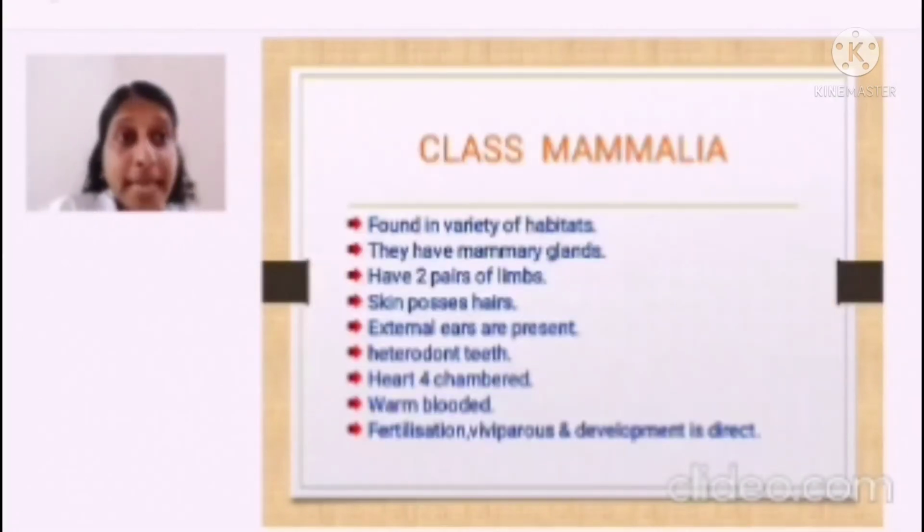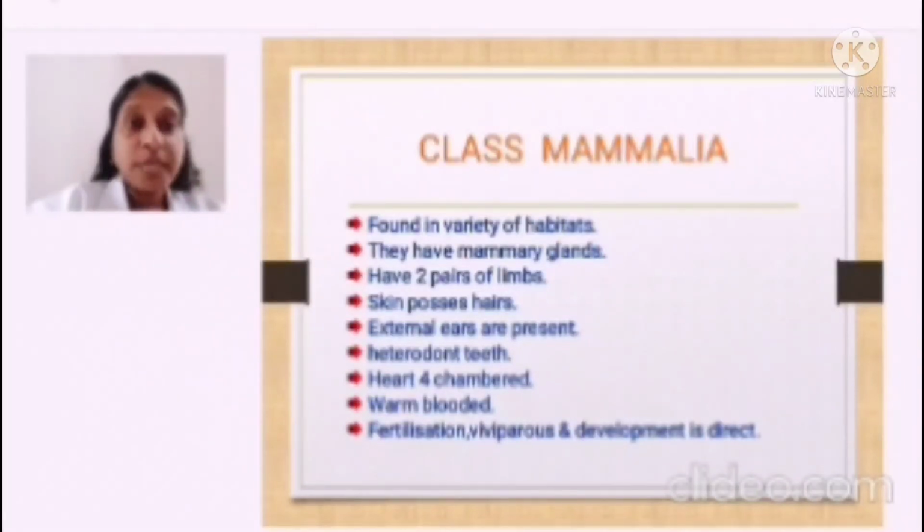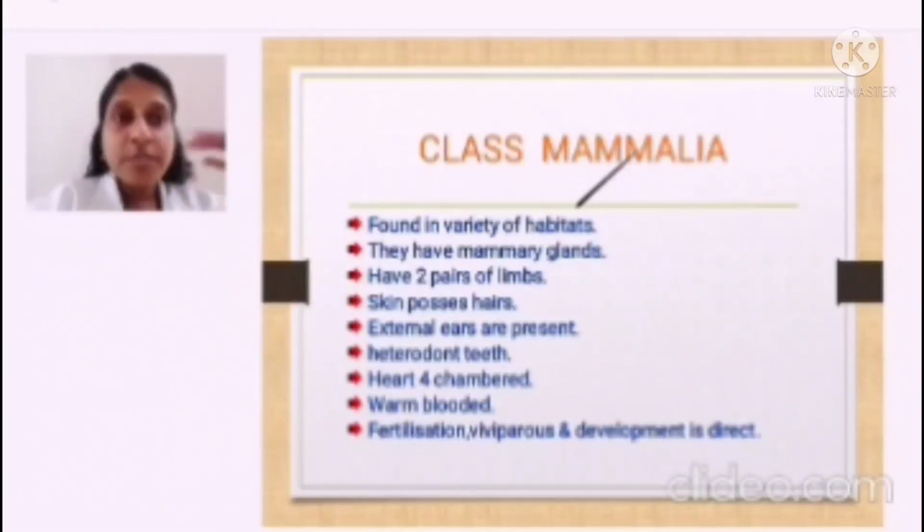Now moving on to Mammalia. Mammalia, we are mammals. Presence of mammary glands, which are milk producing glands in females. That is the characteristic feature of Mammalia. They are found in a variety of habitats: water, land, extreme temperature places like ice caps, everywhere you can find these mammals. Mammary glands, the milk producing glands, are present to feed the babies.